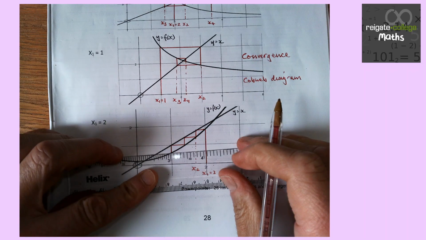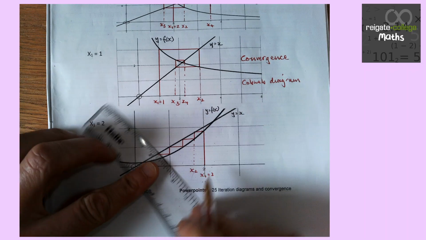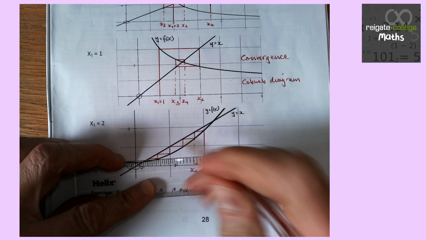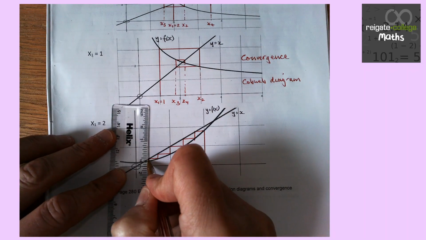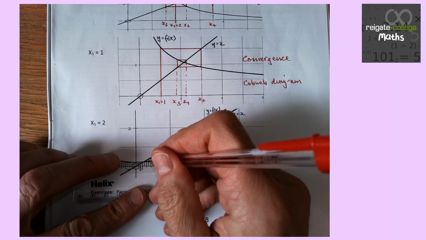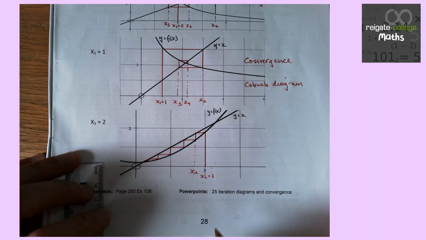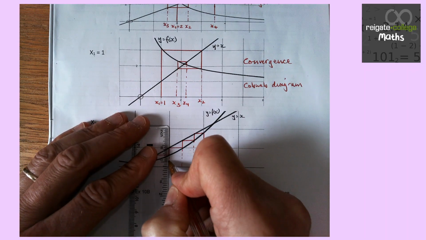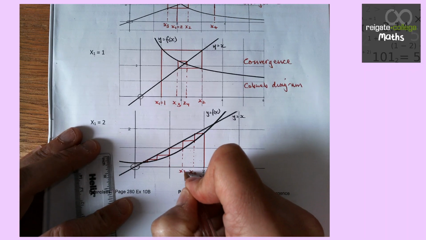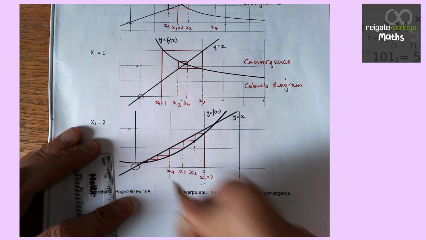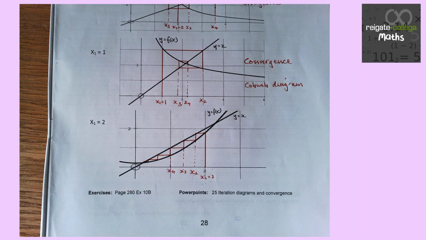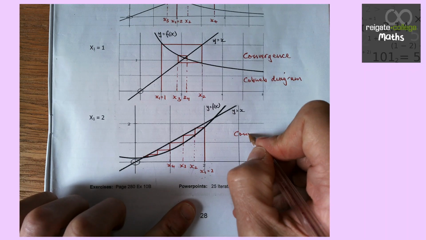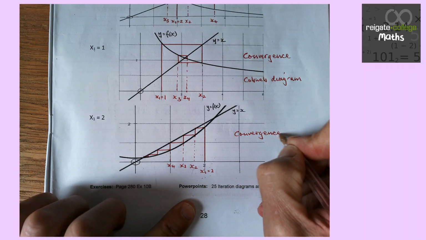Curve to y equals x. Curve to y equals x. And we can see that this is going to zoom in on that root there. We'll put these in as well. This is going to be x3, x4, and so on. Again, this converges. This is convergence. It converges to this root down here.